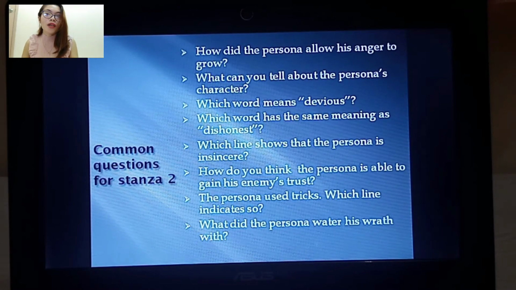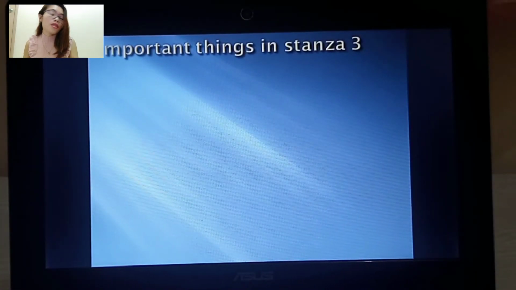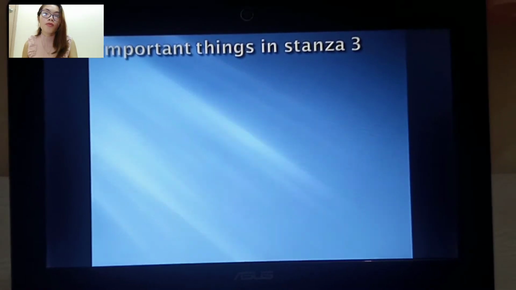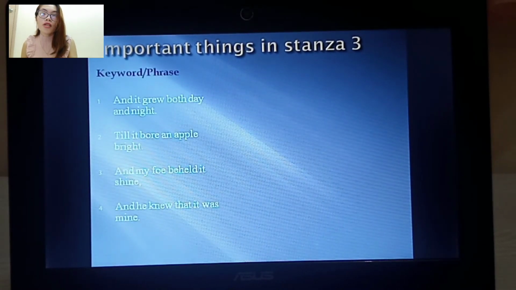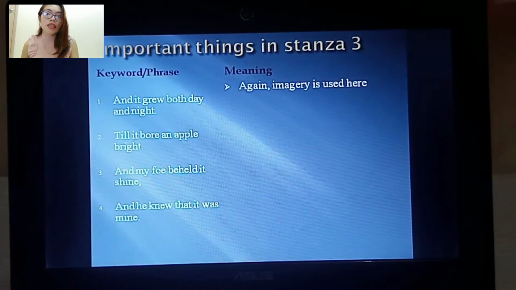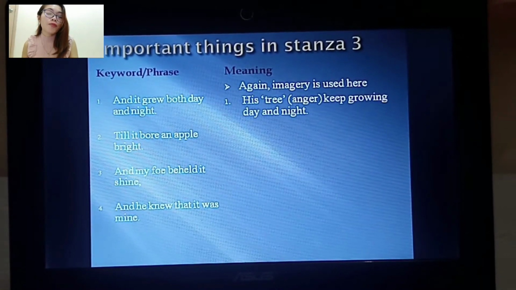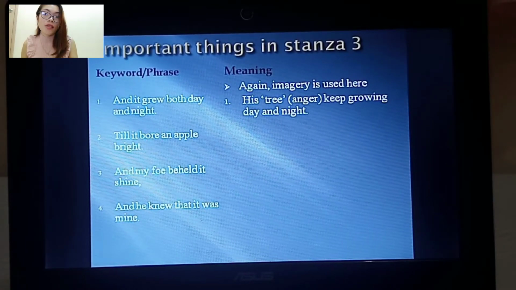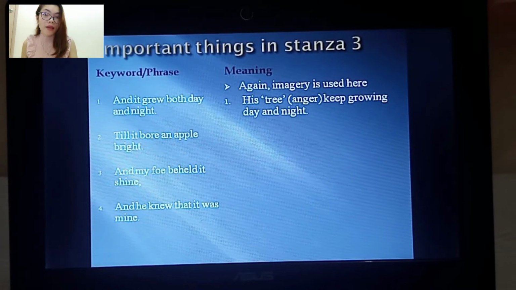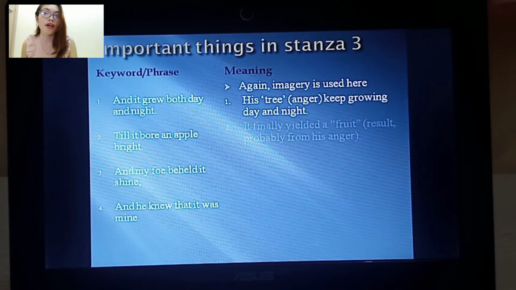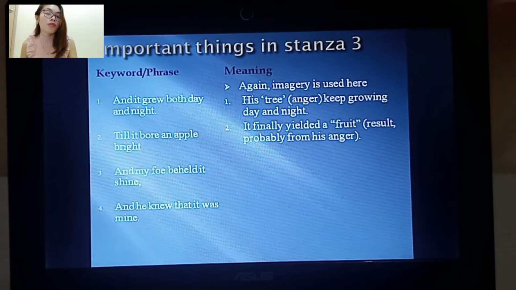Okay, so here are important things in stanza 3. So here are the phrases or keywords. "And it grew both day and night," meaning, again, imagery is used here. Here, the tree or anger keeps growing day and night. "Till it bore an apple bright." It finally yielded a fruit, a result probably from his anger.